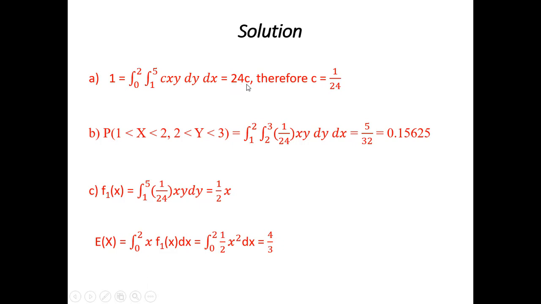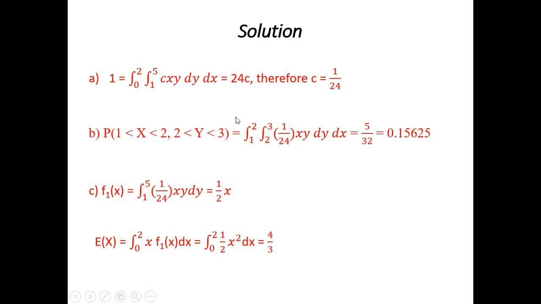You should end up with 24c. Now we think in terms of 1 is equal to 24c. So we could solve for c and get that c is equal to 1 over 24. So our complete PDF then would be 1 over 24 times x times y. So we'll use that in part B.